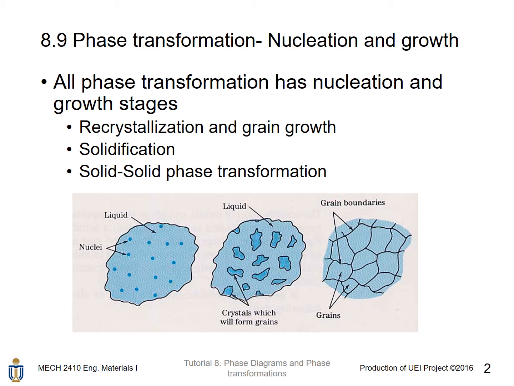First, the nuclei will form in this homogeneous liquid phase. Then the solid phase crystals will grow around these nuclei. Finally, those nuclei will be the centers of the newly formed grains. And also, grain boundaries will be formed.